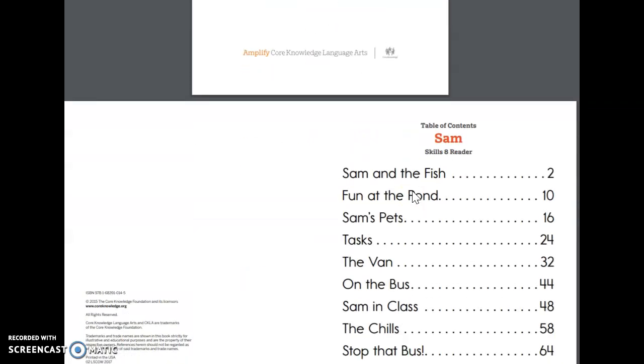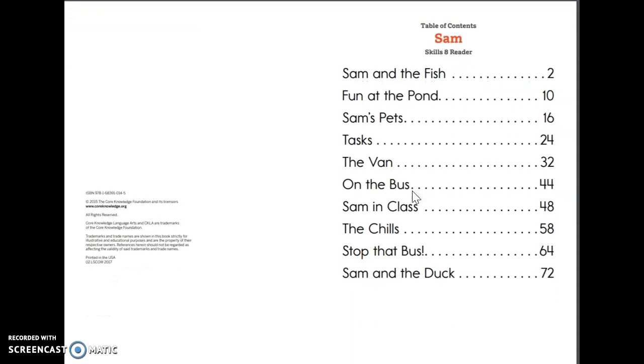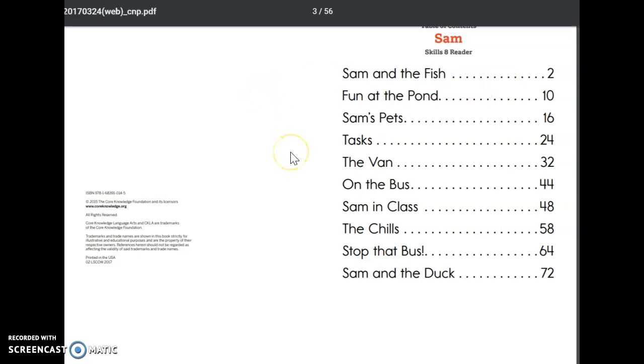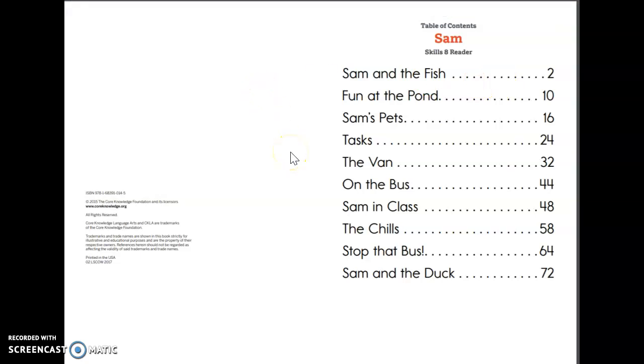Keep scrolling onto our table of contents. We know that our table of contents is where we find out what's inside of the book. So we've already read the first story, Sam and the Fish, and now we're moving on to a story called Fun at the Pond. What sound do you hear at the beginning of fun? If you said F, you are correct.